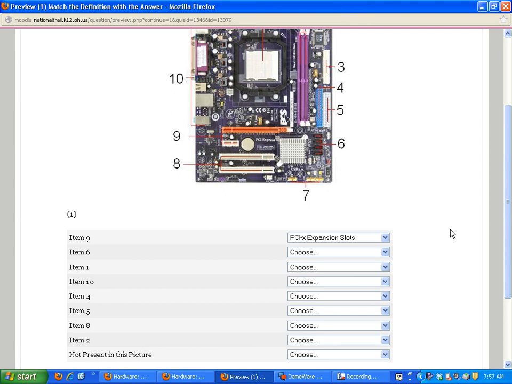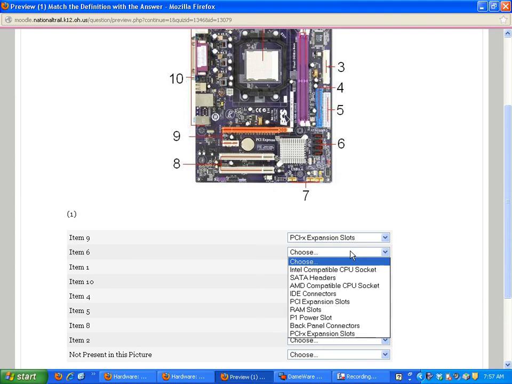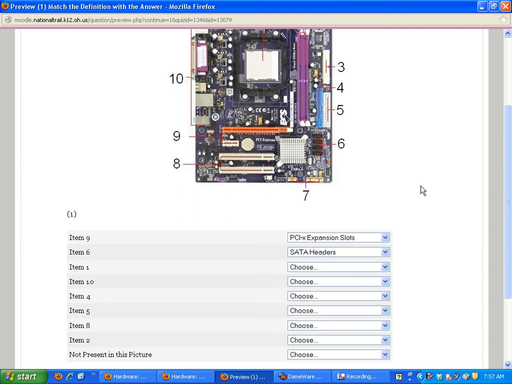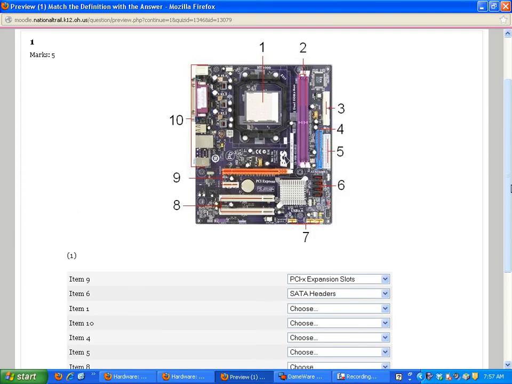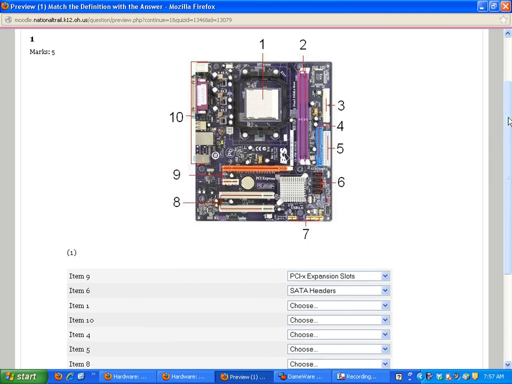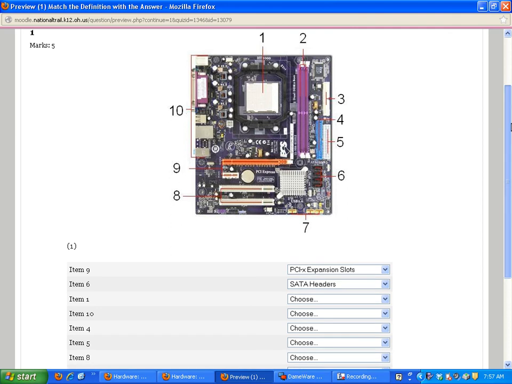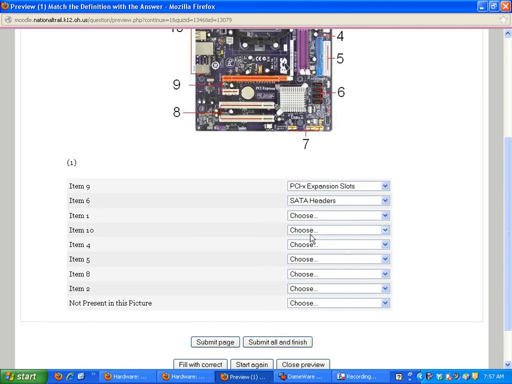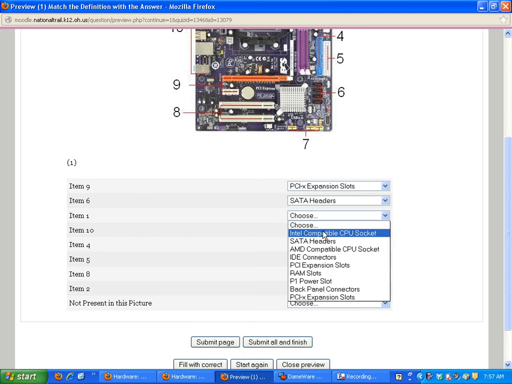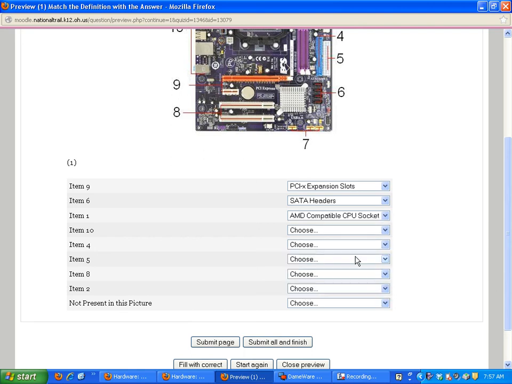Okay, number 6. SATA headers. That's where my SATA hard drives connect, or my SATA CD-ROM. Item number 1. What kind of socket is there? One of them is not present on this motherboard, because I wanted you to make sure you knew which kind. So what kind of socket is it? It's a PGA socket. So item 1, is it an Intel compatible CPU socket or an AMD compatible CPU socket? It's AMD.